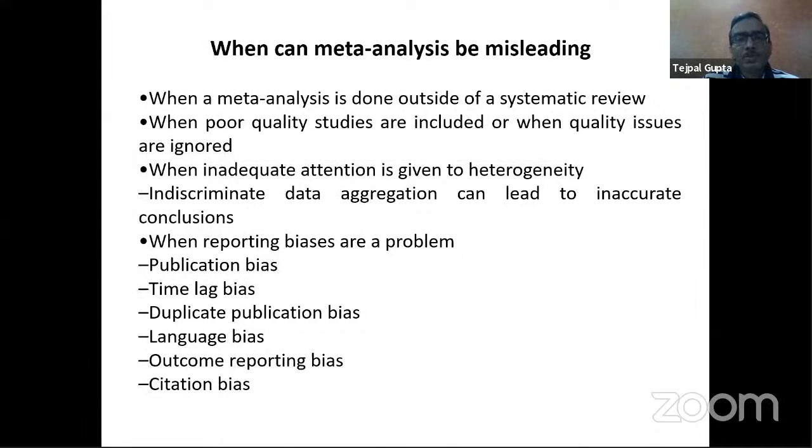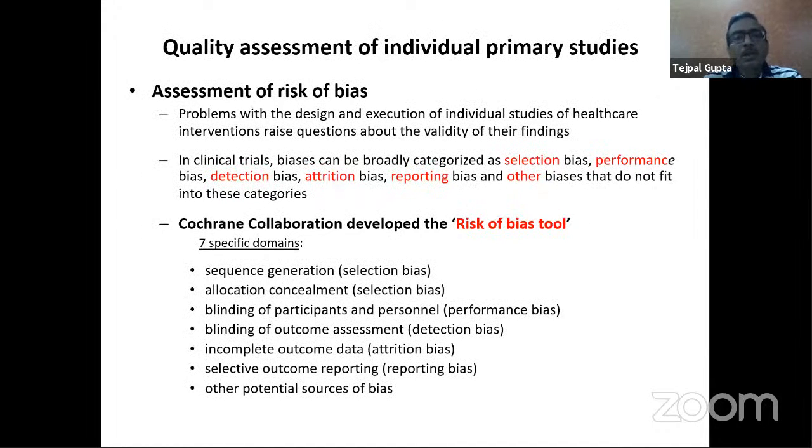So when can meta-analysis be misleading? When it is done outside of a systematic review, when poor quality studies are included, or when you don't do a proper quality assessment, when inadequate attention is given to heterogeneity, indiscriminate data aggregation can lead to inaccurate conclusions, and when reporting biases are a problem. And you could have all sorts of biases, and we'll come to that section of what are the biases and how to deal with biases.